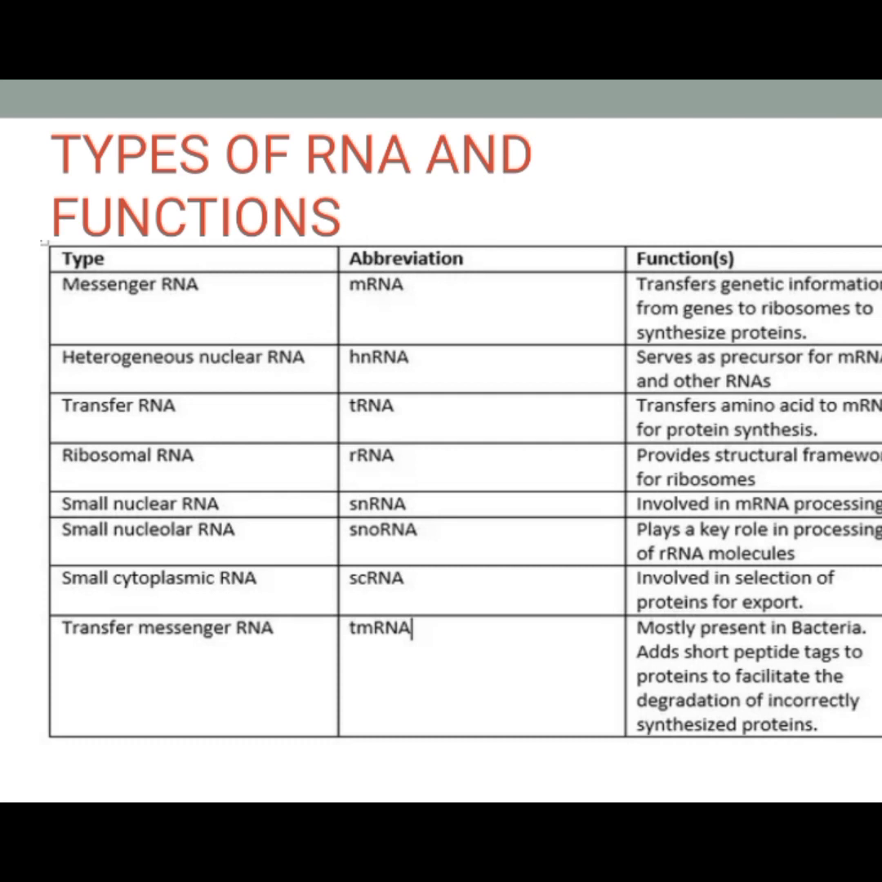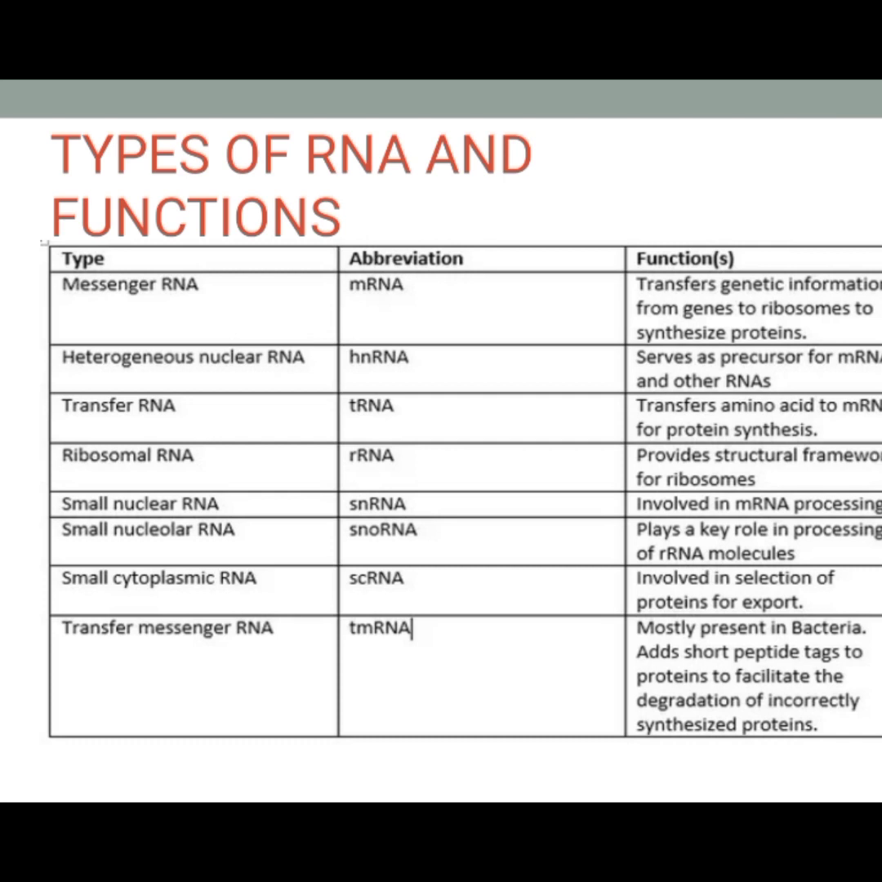And there are different types of RNAs: mRNA, tRNA, rRNA, etc. So messenger RNA, transfer RNA, and ribosomal RNA. These are very important for you. Messenger RNA transfers genetic information from genes to ribosomes to synthesize proteins, and transfer RNA transfers amino acids to messenger RNA for protein synthesis. And ribosomal RNA provides a structural framework for ribosomes. So the main function of RNA is protein synthesis.